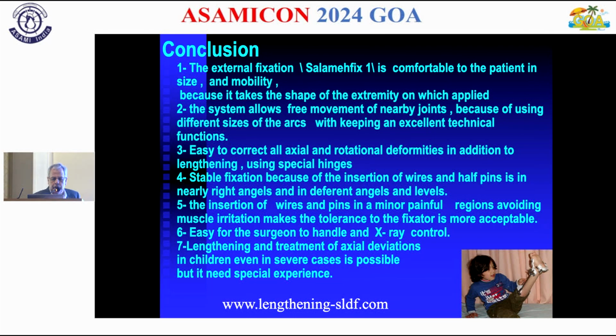It takes the shape of the extremity. It allows free movement of the nearby joint because of the use of different sizes of arcs, and is easy to correct in all axial and rotational deformities. In addition to lengthening, we use special hinges, and suitable fixation because we insert the wires and the screws in a position where it's less painful, and we try not to insert them through the muscle. It's easy for the surgeon to handle, with easy X-ray control during and after the surgery, and very high acceptance by the patient. Thank you very much.